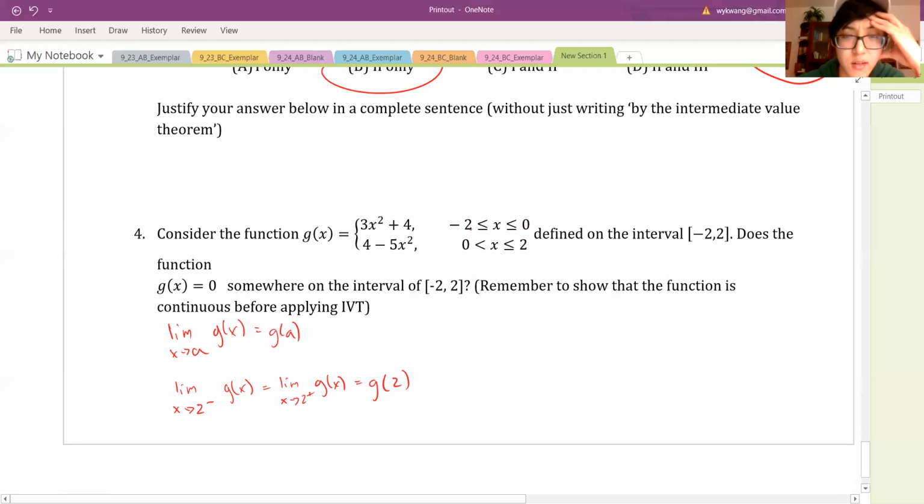Did I even design this problem right? Oh wait, I'm dumb. Okay, so the piecewise function actually meets at 0, not 2. I don't know where I got 2, so it meets at x equals 0, right? So we're really concerned about whether it's continuous at 0, not 2. So it's 0. I wrote 2 again. 0.